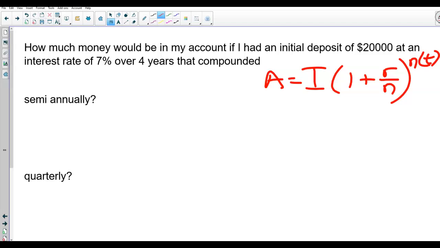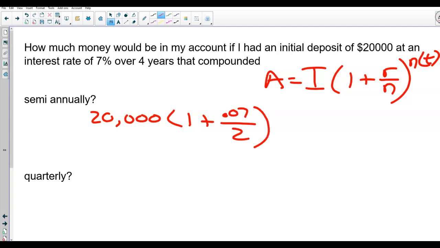Here I'm getting 20,000 times 1 plus my rate, which is 7%. That doesn't change. But semi-annually means the n is 2. We're dealing with 4 years, so 4 times 2. That's what you're plugging into your calculator. The order I would go in is this.